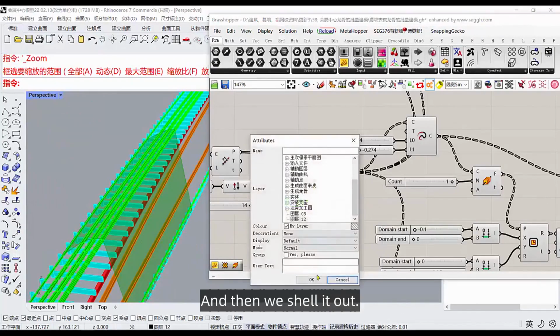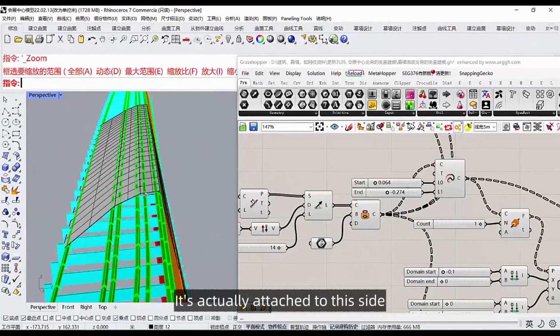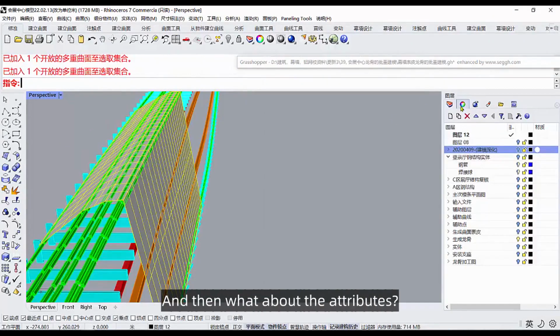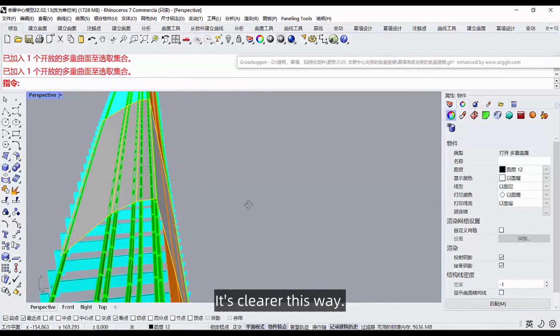And then we shell it out. Let's take a look at the keel. It's actually attached to this side. I'll choose this side first, and then what about the attributes? Hide the structure first. It's clearer this way.